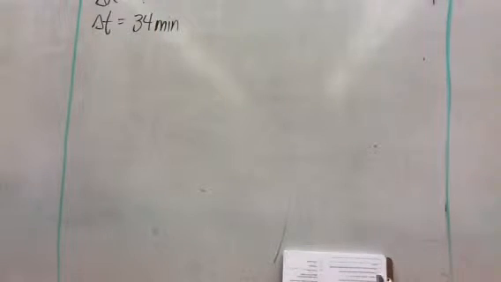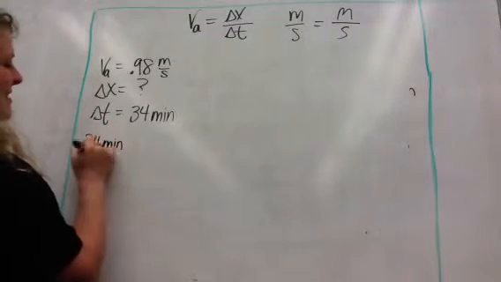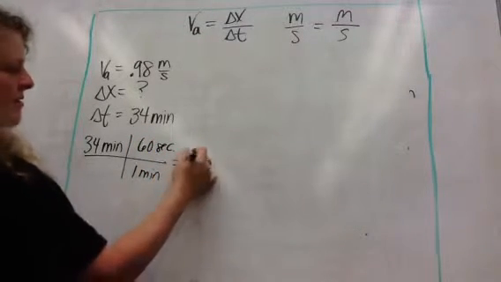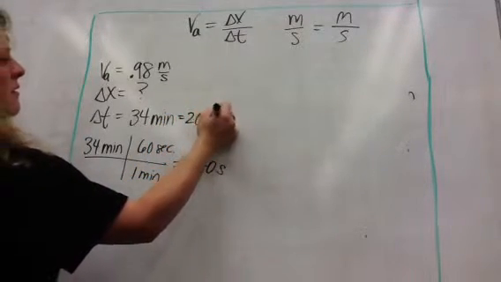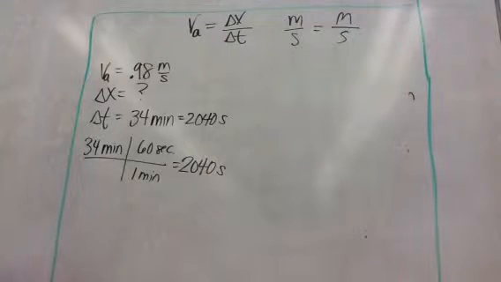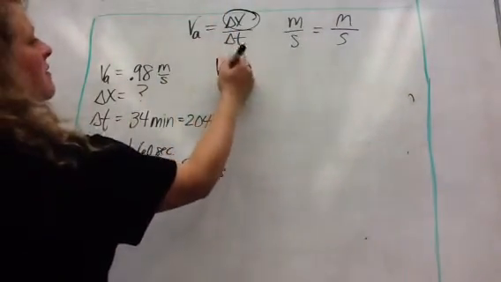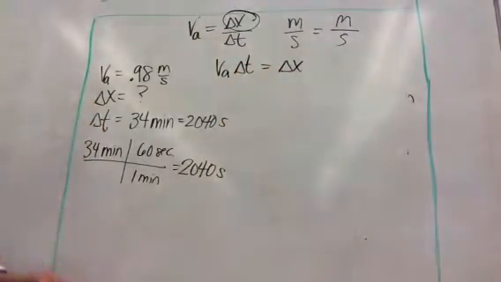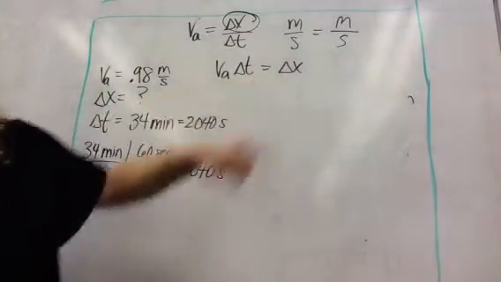What's the first thing we have to do with time? Got to convert it to seconds. So 34 minutes, 1 minute is 60 seconds. We get 2,040 seconds. Okay, so now are we ready to proceed? One more thing we got to do, rearrange. So we're solving for delta x. V sub A times delta t is equal to delta x. We just multiplied both sides by our time interval, and that yields an expression that will solve for our displacement.